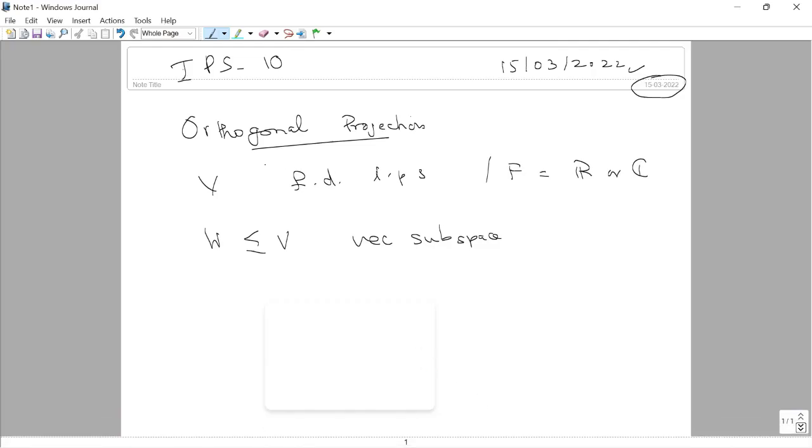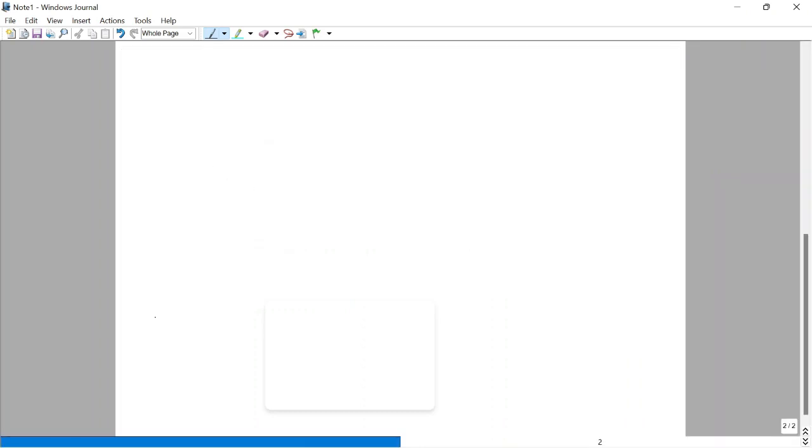Since W is a subspace of a finite dimensional space, this is also a finite dimensional space. Therefore, by the Gram-Schmidt process, I have W1, W2, ..., WK, an orthonormal basis of W.